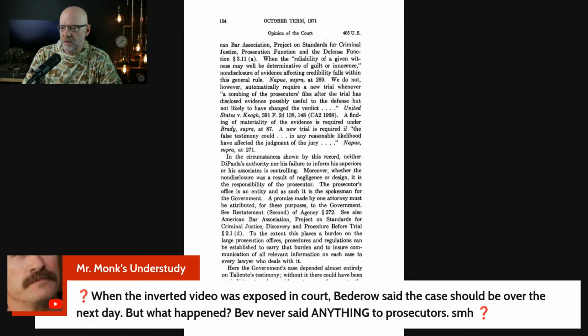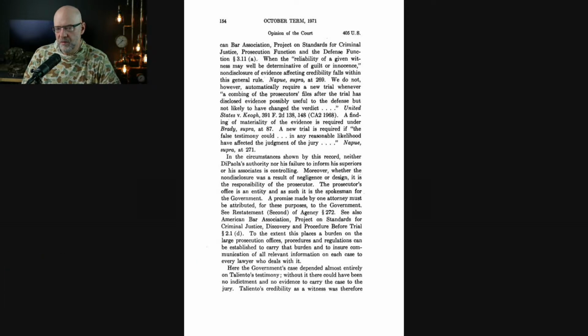Mr. Monk's understudy, when the inverted video was exposed in court, Betterow said the case should be over the next day. But what happened? She never said anything to the prosecutors. Yeah, it's like no big deal. You do violations of discovery. That one happened in the middle of trial. It was a new video that they brought out that the defense had not seen. I mean, that's like unheard of. Absolutely unheard of in a normal court of law in America. Yeah, that would be bounced.